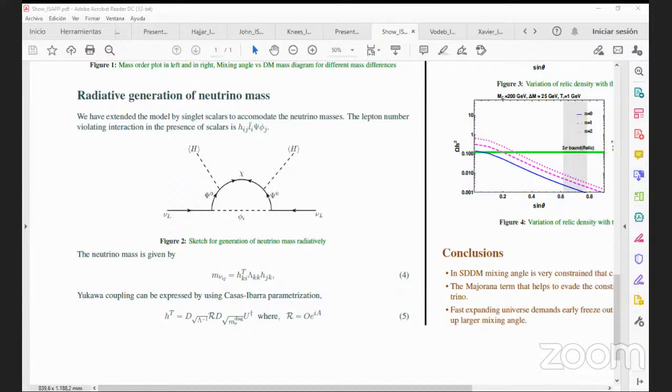Now I will discuss the fast expanding universe. Can you scroll right?